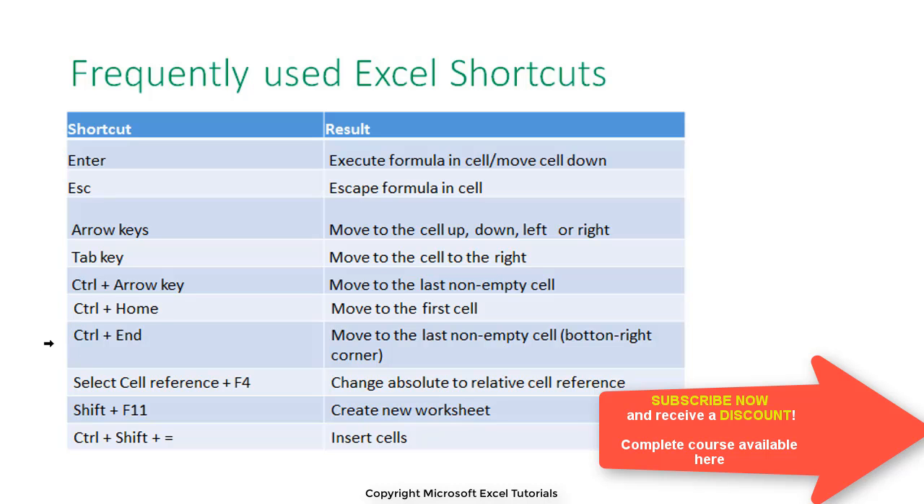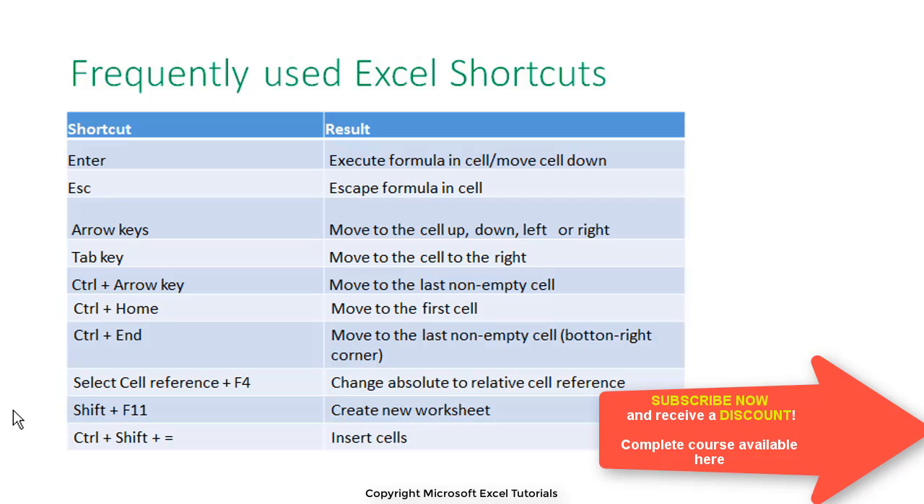If you press the Control key and the Home key, you will move to the first cell of your sheet, so that will be the cell at the upper left corner. If you press the Control key and the End key, you will move to the last non-empty cell at the bottom right corner. If you select a cell reference and press the F4 key, you can change the cell reference from absolute to relative, or you can change it the other way around from relative to absolute.